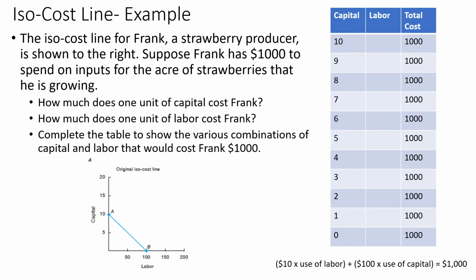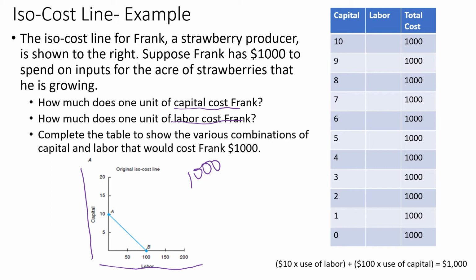So here's an example. If we're given the ISO cost line for Frank down here, who's a strawberry producer, and we know that Frank basically has a budget of $1,000 to spend on inputs in order to grow an acre of strawberries. So if we know that he has a $1,000 budget and we know what his ISO cost line looks like, we can figure out what labor costs for Frank and what the capital cost is for Frank. So we can answer this right away.